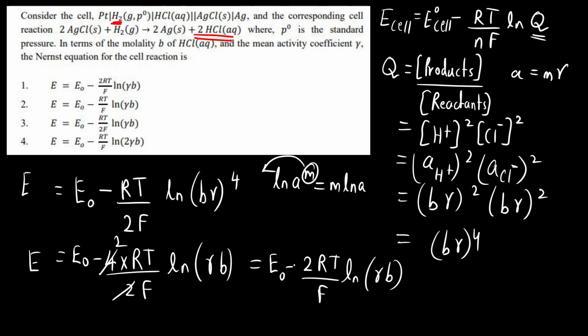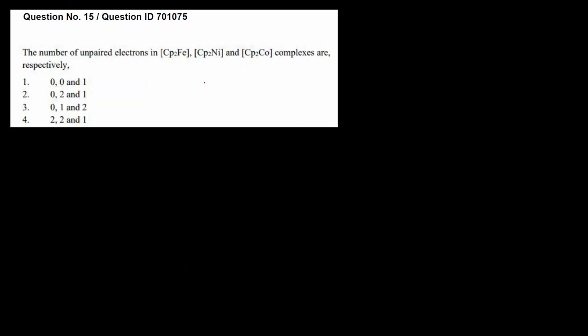So which is the correct answer? 2RT by F, minus 2RT by F. So the correct answer is option 1.